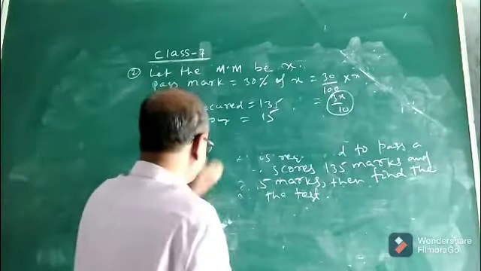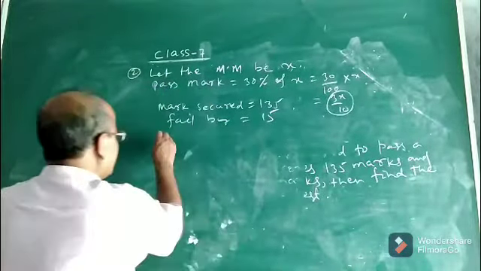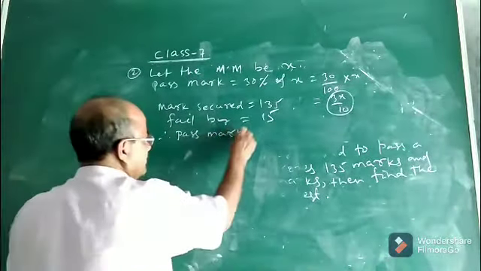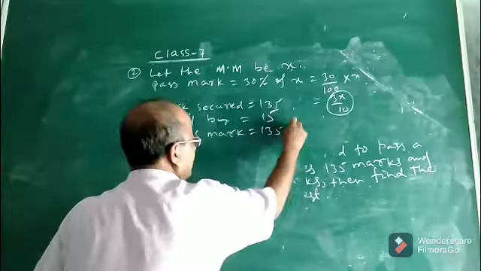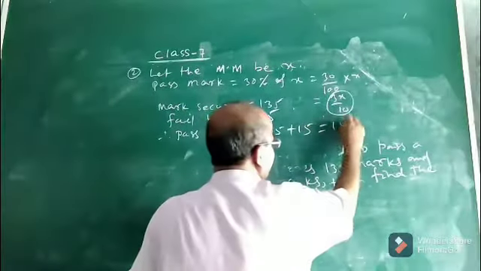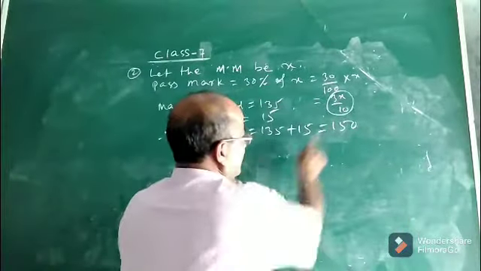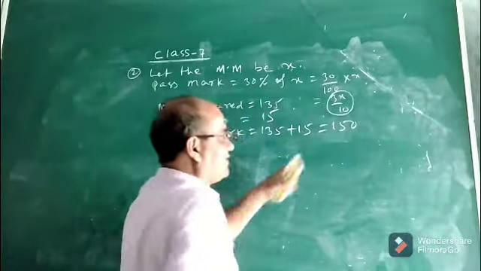Therefore, the pass mark of the test will be 135 plus 15, that is 150. But what is the pass mark here? Here, the pass mark is 3x by 10.